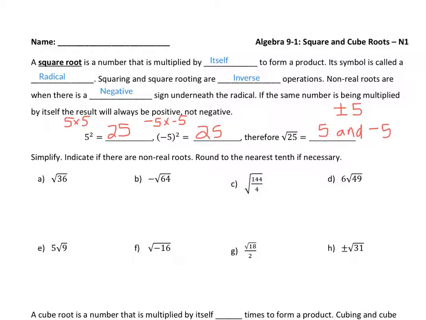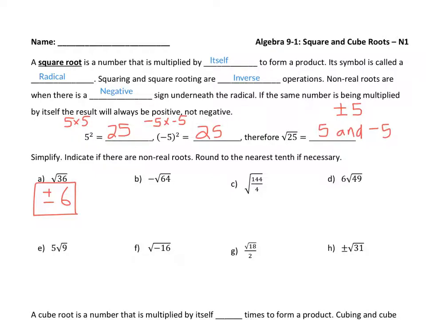So letter A is read either square root of 36 or radical 36. So think to yourself, what number times itself gives you 36? Well, 6 times 6 gives you 36, and negative 6 times negative 6 gives you 36. So the answer here would be plus or minus 6.